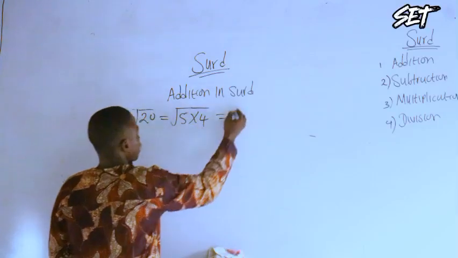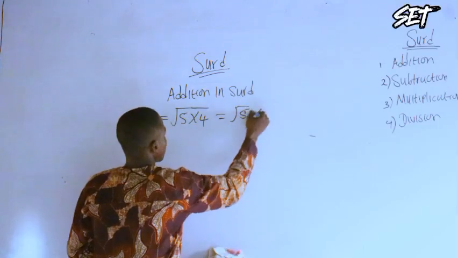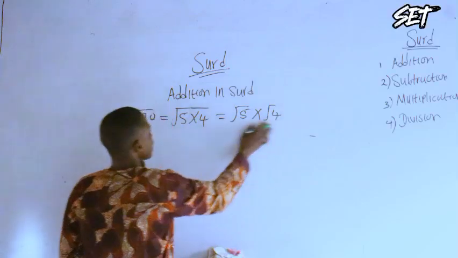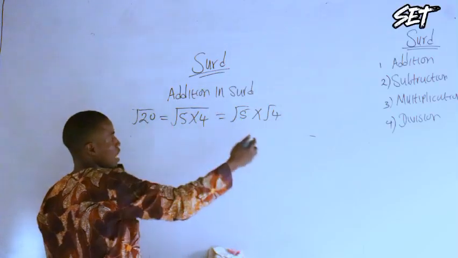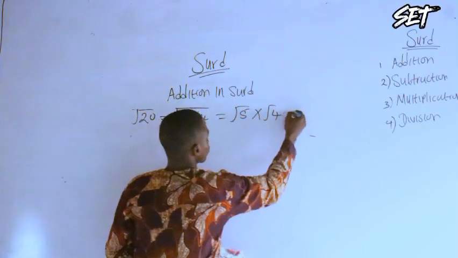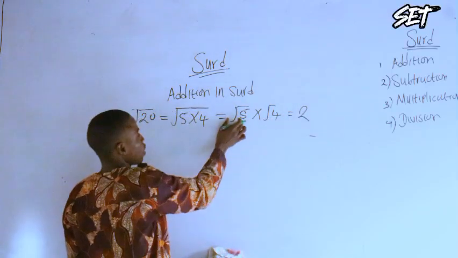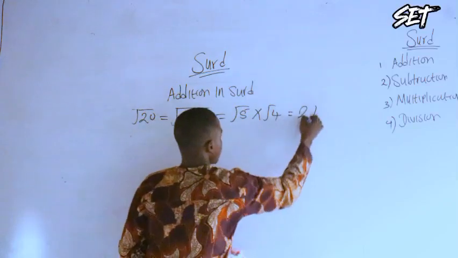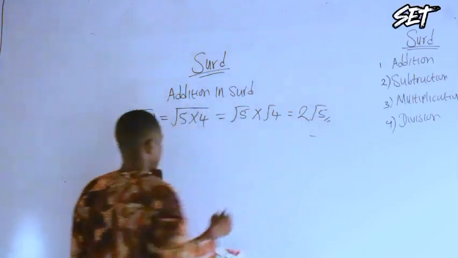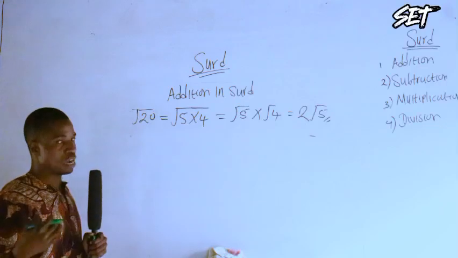Now, you can split it as root 5 times root 4. You split it like this. What is root 4? It is 2. The answer of this one is 2. You write it, because you cannot get the root of 5. So it will now be 2 root 5. That's the answer.